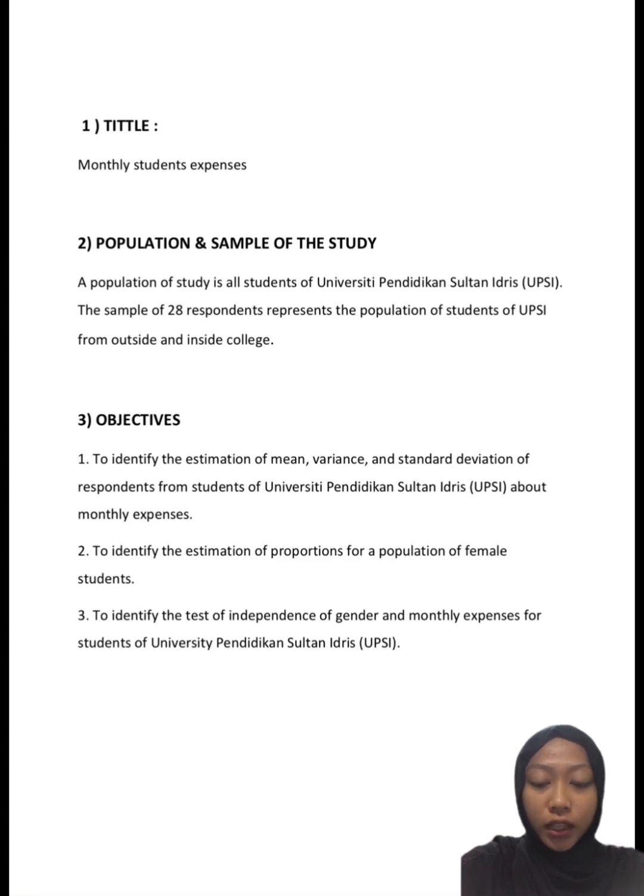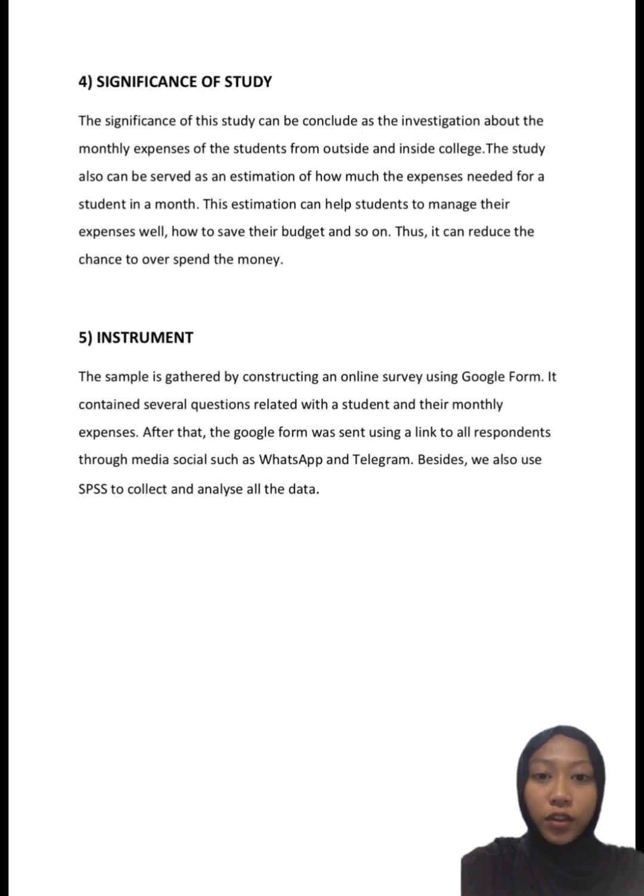We have 3 objectives. Our first objective is to identify the estimation of mean, variance, and standard deviation of respondents from students of Universiti Pendidikan Sultan Idris about monthly expenses. Our second objective is to identify the estimation of proportion for a population of female students. Our last objective is to identify the test of independence of gender and monthly expenses for students of Universiti Pendidikan Sultan Idris.